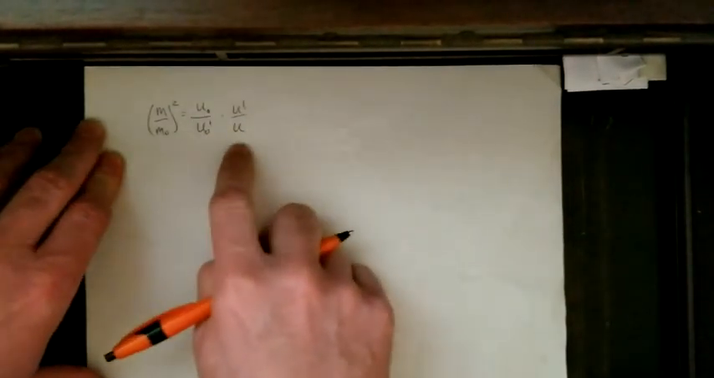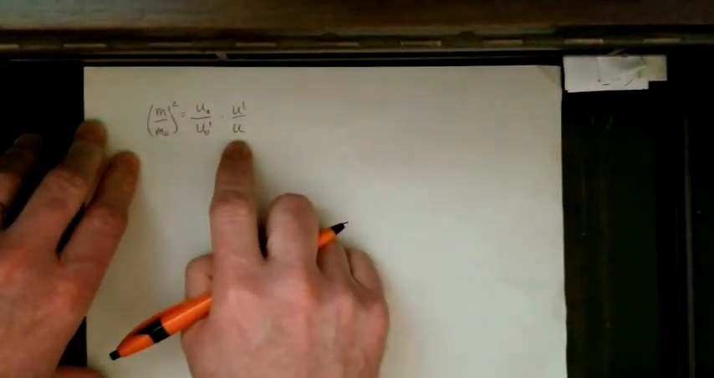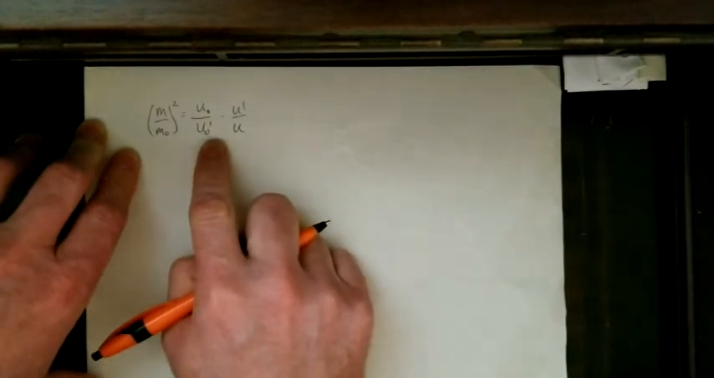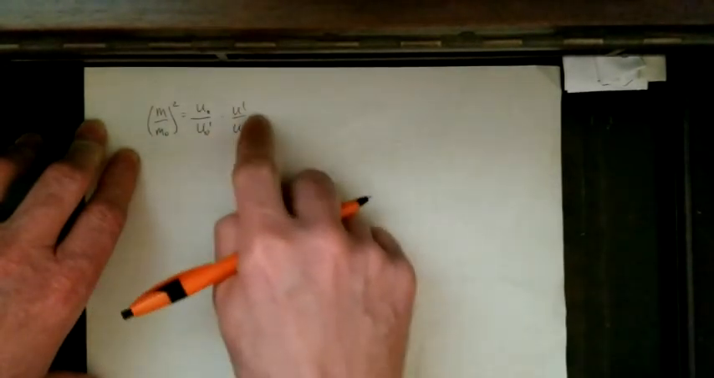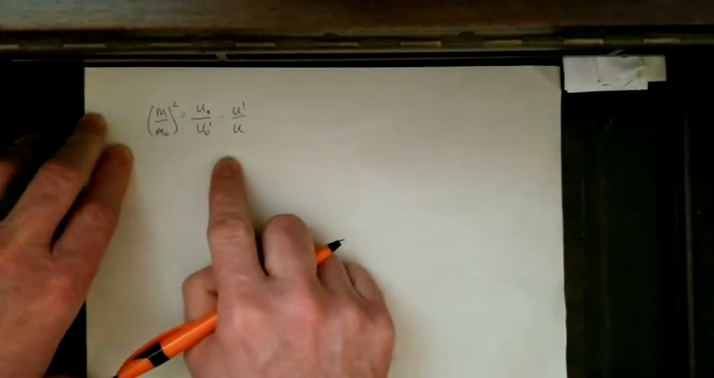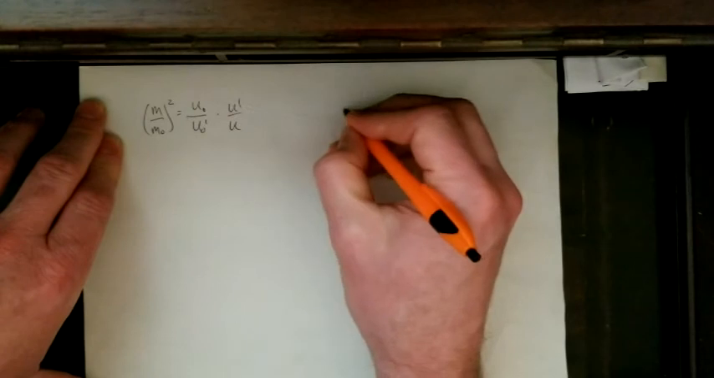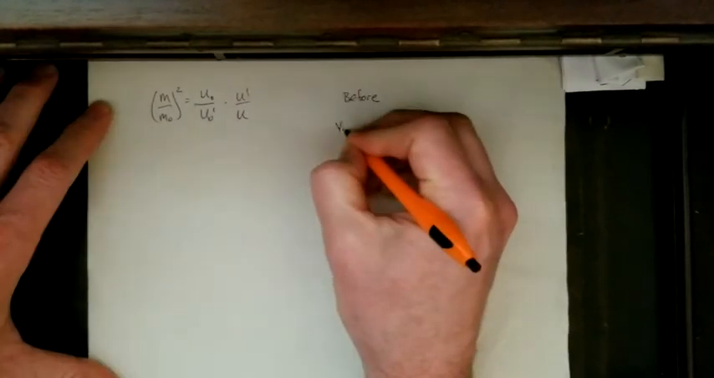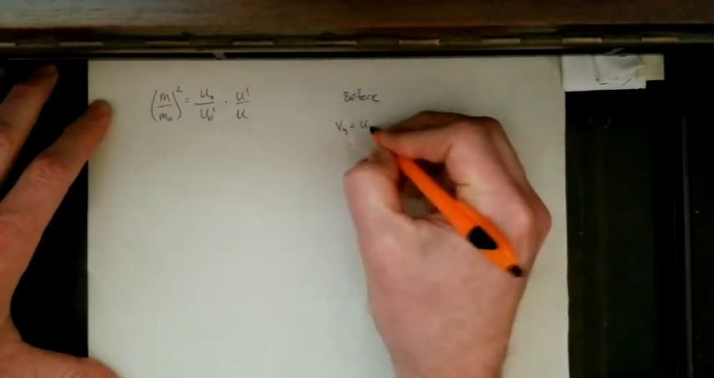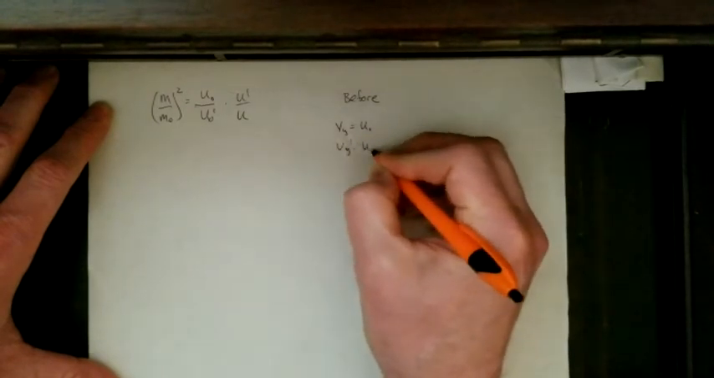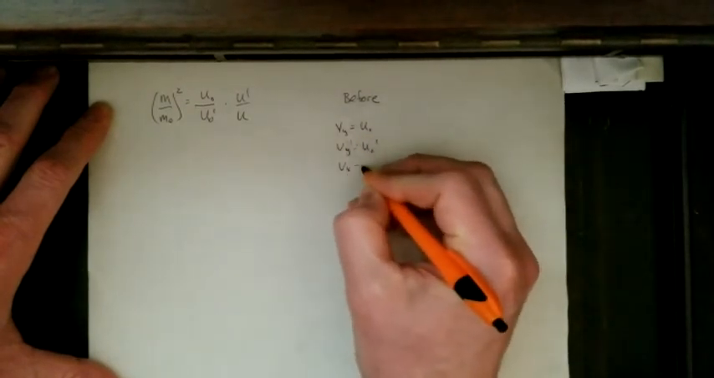So let's take a look at the relationship here, because the s prime frame's movement is perpendicular to the velocities we are concerned about here. These are the velocities perpendicular to the s prime frame's movement, so we need to deal with the velocity transformation perpendicular to it. So I know that before, Vy is equal to u naught, Vy prime is equal to u naught prime, and Vx equals 0.